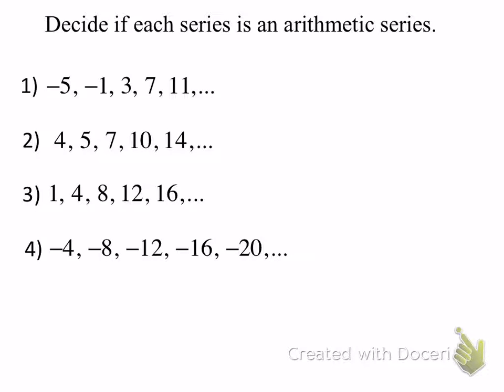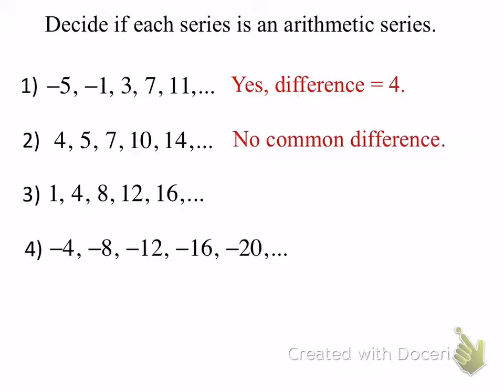So what do we have for number 1? Is this an arithmetic sequence, Vivian? Yes, because the common difference is 4. Good. Number 2, is it an arithmetic sequence? How about Anthony? No, because there's no common difference. Good. Number 3, Kenley. No.